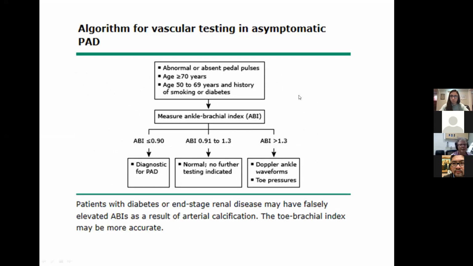A little bit busy slide, but the salient points are for when do you want to test non-invasive testing. If you have abnormal or absent pedal pulse, if somebody's over 70, if you have a smoker 50 to 69 and a history of diabetes, you want to check your ankle brachial index. However, the ankle brachial index can be a little bit falsely elevated. So if you have an ABI above 1.3, you really are going to want to look at your Doppler waveforms and your toe pressures, which is ordered as a TBI, toe brachial index.